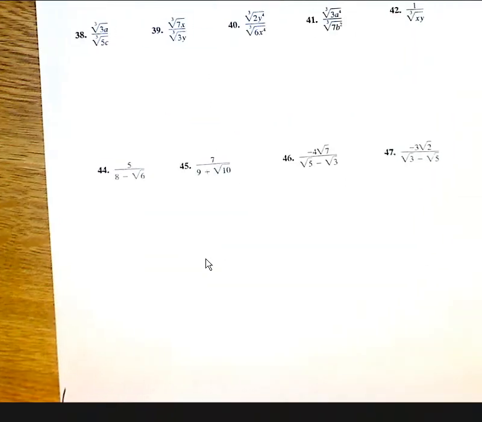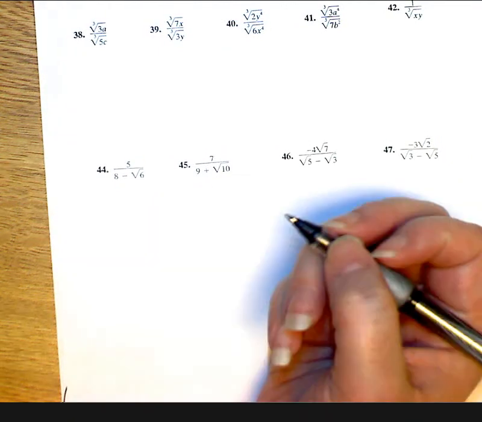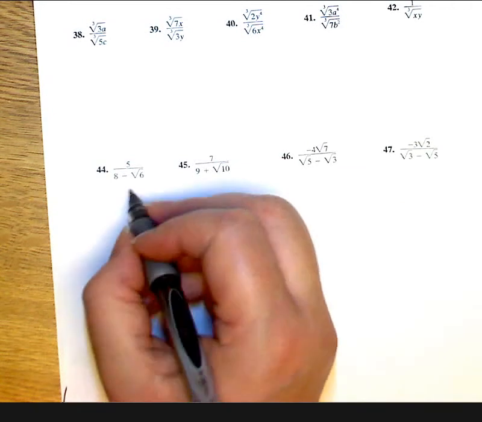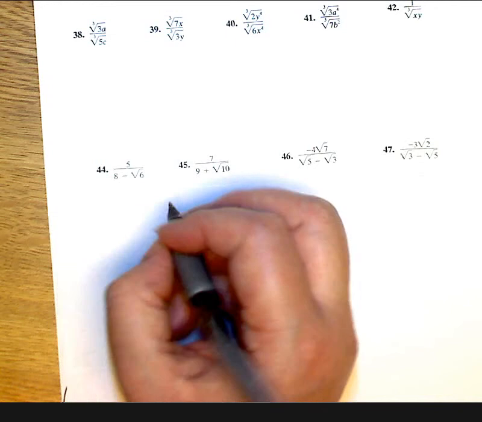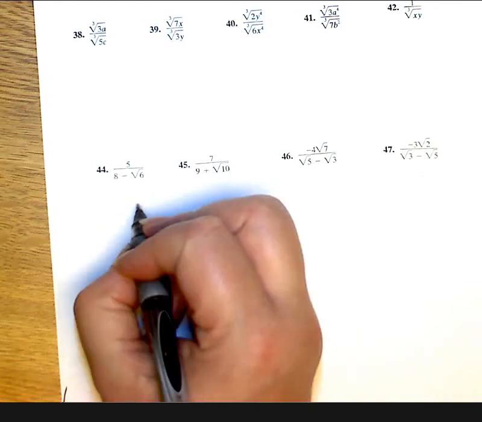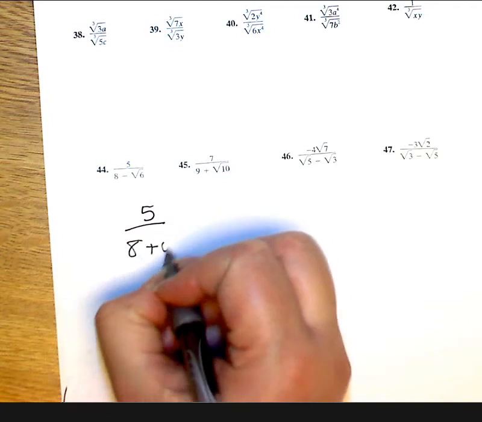So we're going to do 44. If you write big and you want a lot of room, do it on another piece of paper and then just transfer the answer to here. Or just put it all on another piece of paper. That's fine with me. So we have 5 over 8 plus the square root of 6.